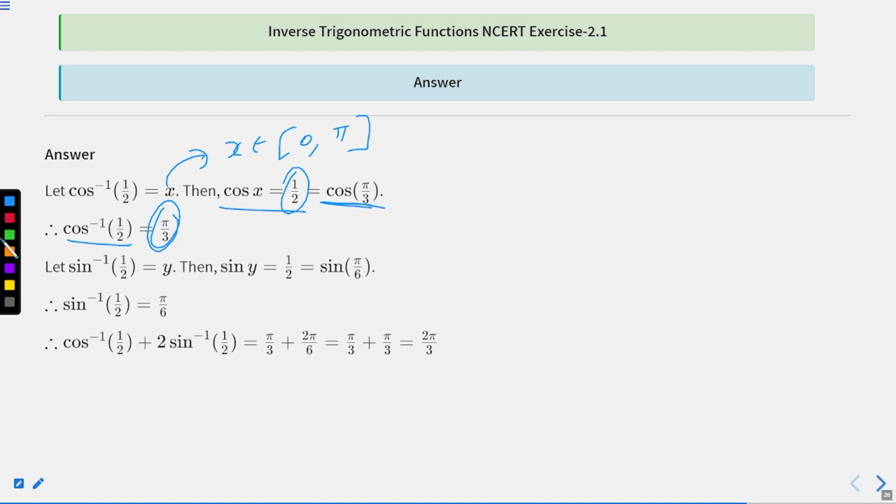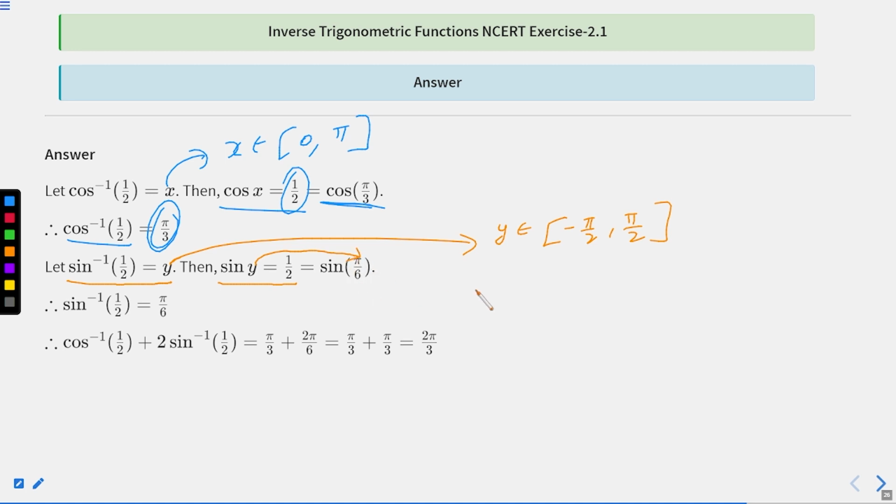Okay. Now sine inverse 1 by 2 is equal to y. This y must belong to the principal value branch, and the principal value branch for the sine inverse function is what? Minus pi by 2 to pi by 2. In this interval, sine function becomes one-one as well as onto. So now what I can write is sine y is equal to 1 by 2, and 1 by 2 is equal to sine pi by 6. Then I can say that y is equal to pi by 6.